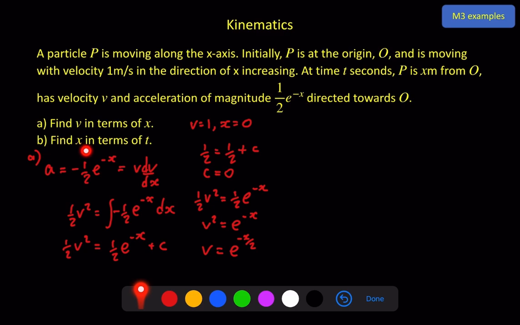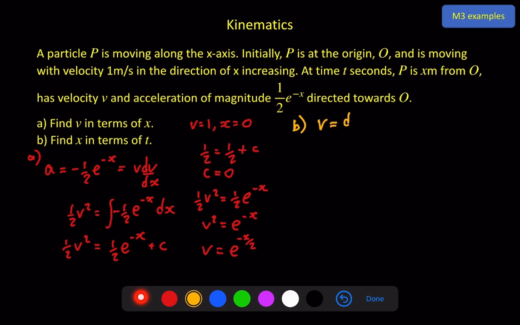Part B, make sure I read it this time. Find x in terms of t. So what we've been saying so far is that you can have acceleration and velocity dependent on displacement. But obviously you don't want displacement dependent upon displacement. That doesn't really make any sense. So when we find displacement in these questions, we're still going to find it in terms of t. So we're back to what we did in the previous video, using v is equal to dx by dt.